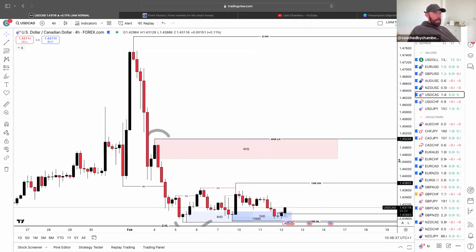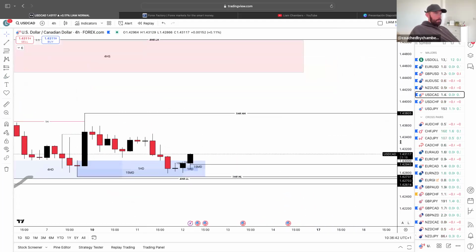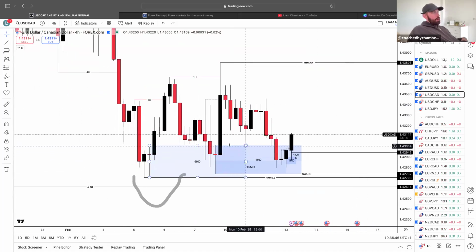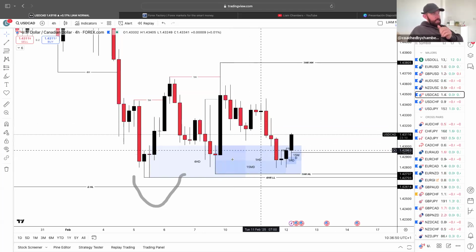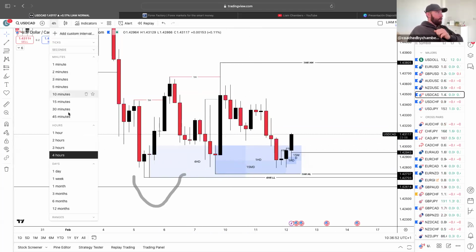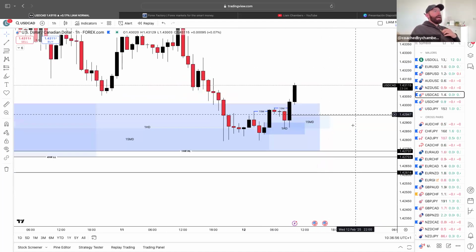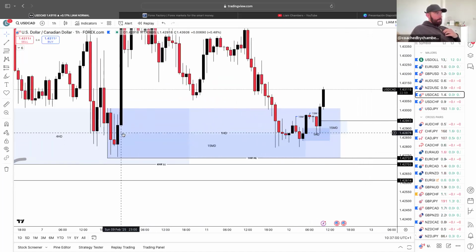So if we look at where we're at, let's just move this out. You can see we've got a clear 4 hour and 1 hour demand candle with imbalance here. We've come into this and also into this 15 minutes. So let's drop down the time frame. And what can we see? Well, what I can see personally is the fact that this 15 minutes of demand's been met.